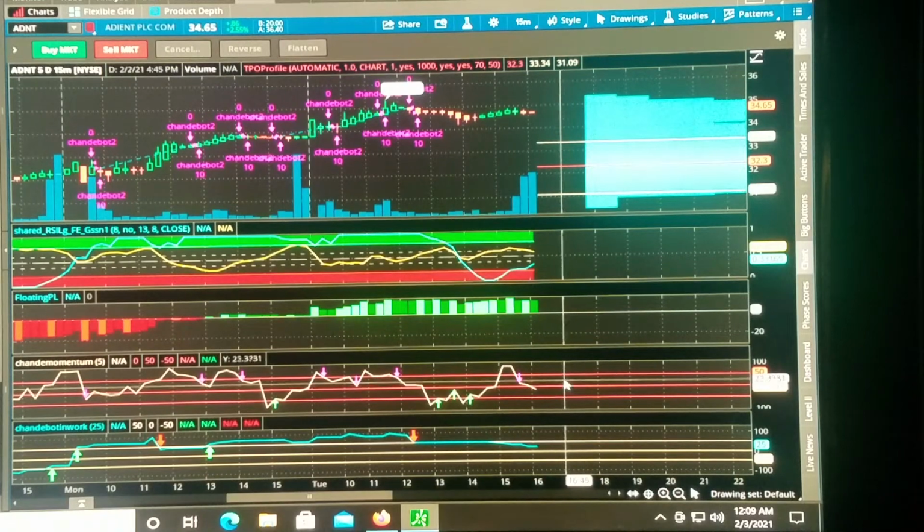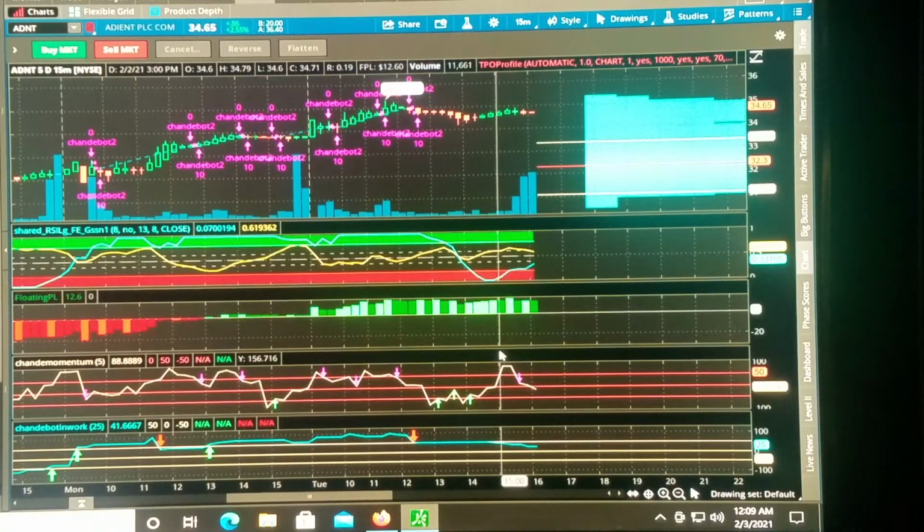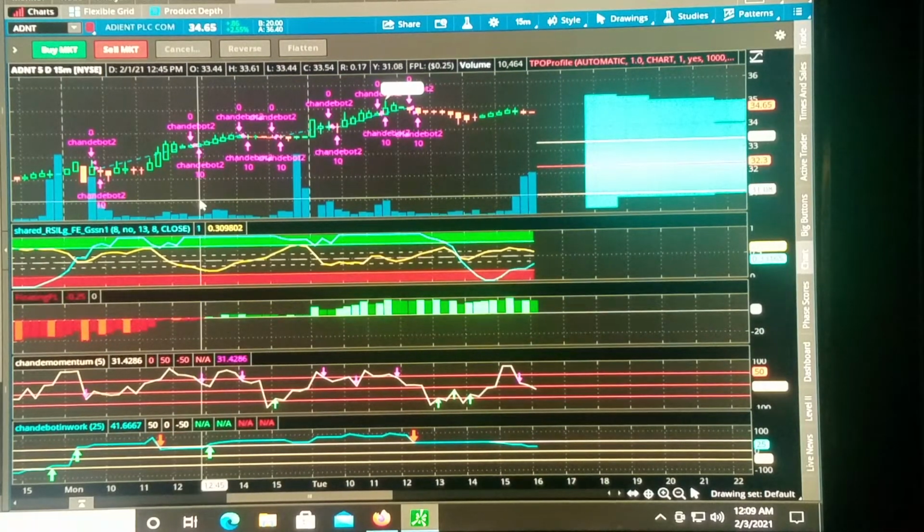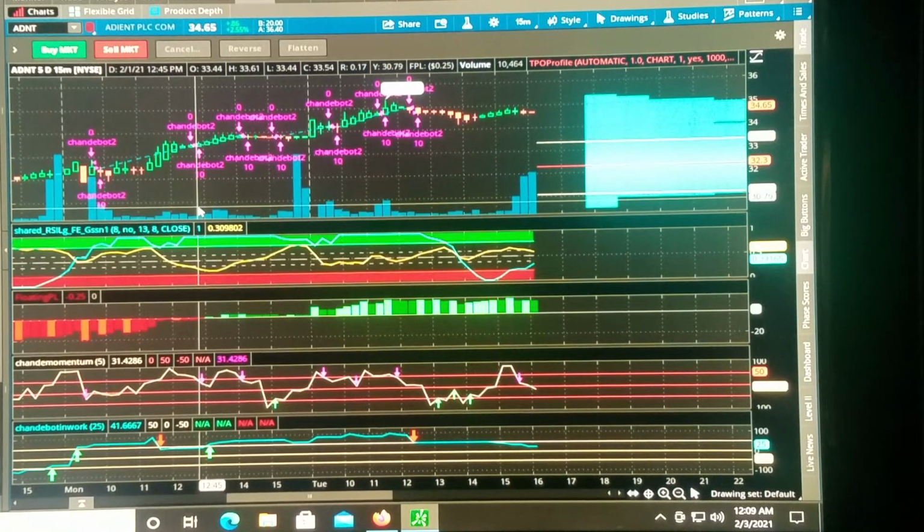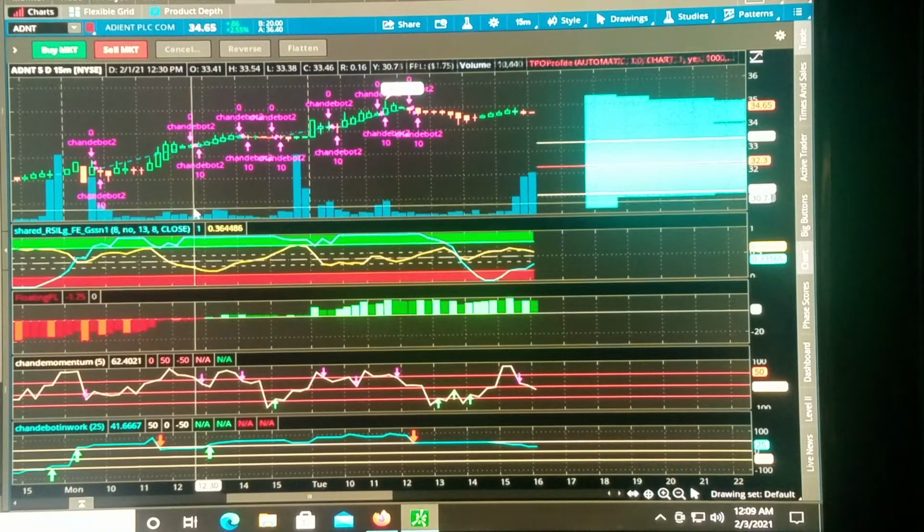So for now, those are the stocks I've got in my Darvis list for today, and I hope everybody finds a good stock to trade and make some money.